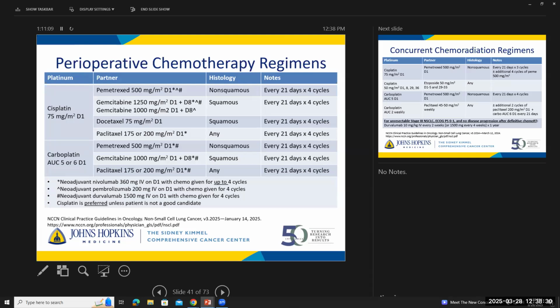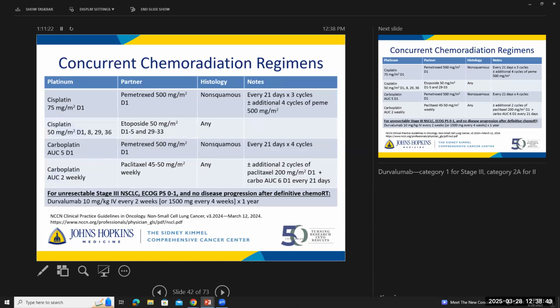Okay, so if I gave you a test question, I said this patient has stage 3 squamous non-small cell lung cancer, and one of the options was to give the patient cisplatin pemetrexed, that would immediately be wrong.